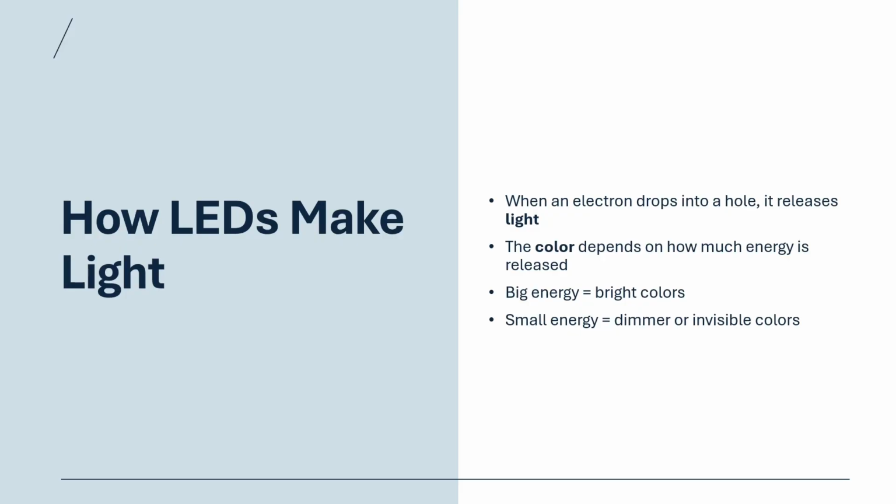So how do LEDs make light? To explain LED color, we only need one simple idea. When an electron drops into a hole, it releases a tiny packet of energy, and that packet ends up becoming light. The amount of energy released determines the color. So a big energy release gives off higher energy colors like green or blue, and a small energy release gives off lower energy colors like red or infrared.